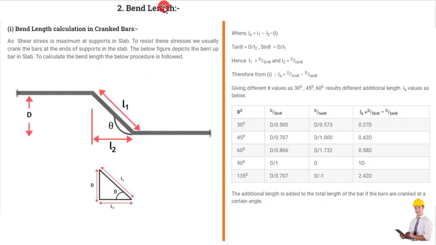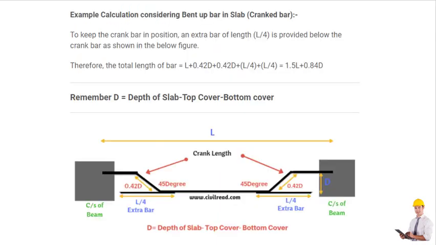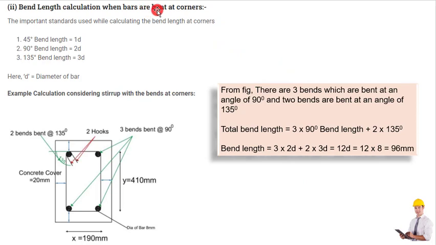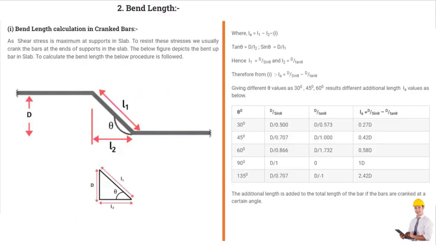The second is bend length. There are two types of bend length. First is bend length calculation in crank bars. This is a crank bar, and we need to find the bend length for it. The second case is bend length calculation when bars are bent at corners, like in this stirrup. The bar is bent at corners 1, 2 and 3. At this corner there are two hooks, and the remaining 4 corners are bent at a 90-degree angle. So there are two types of bend lengths.